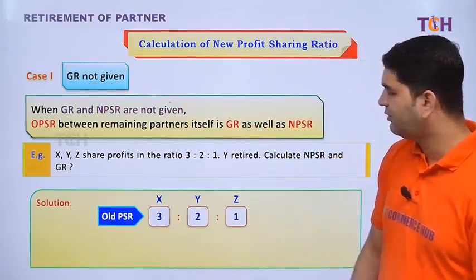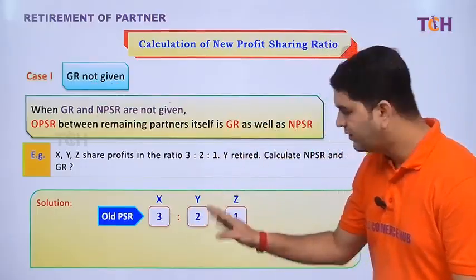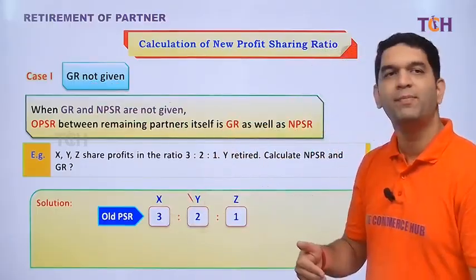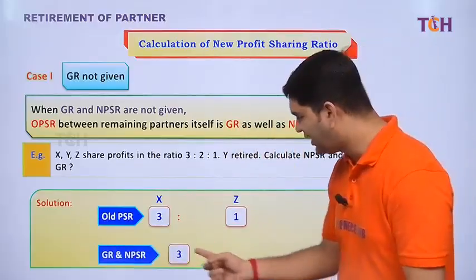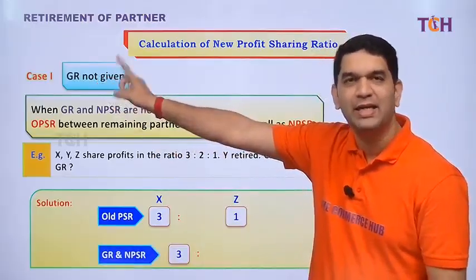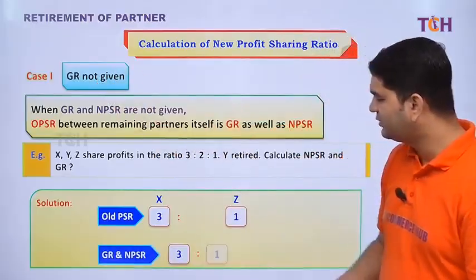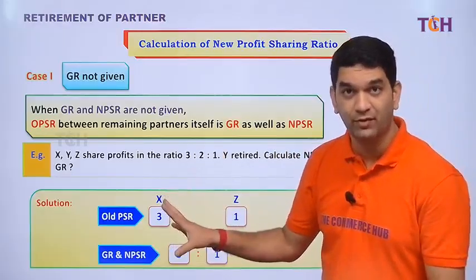Okay. So what we have to understand here is, whoever is retiring, we have to just wipe it out. So it's gone, right? So that is why I call it a method. You can call it GR not given. Okay. So this is very, very simple. For retirement as well as for death of partner, we're going to have this.